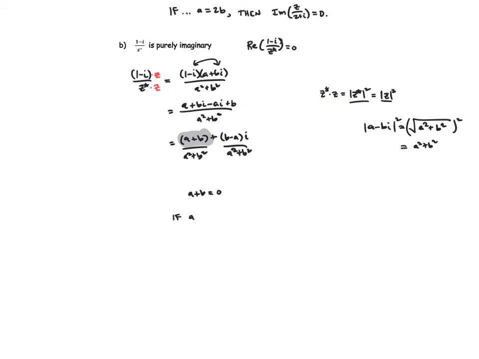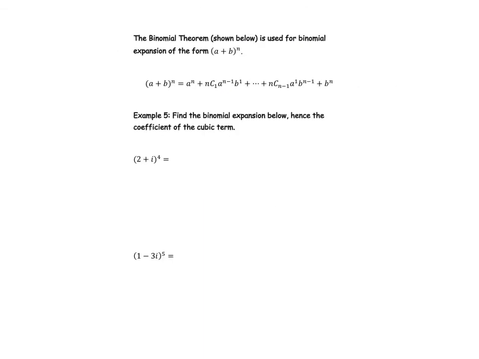Therefore, if a equals the opposite of b, then our original expression, 1 minus i over z star, is purely imaginary. Cool, there it is. All right, 2 more slides to do.